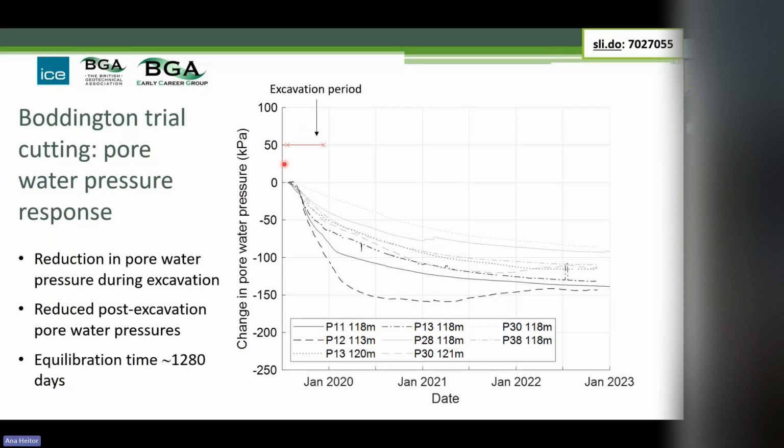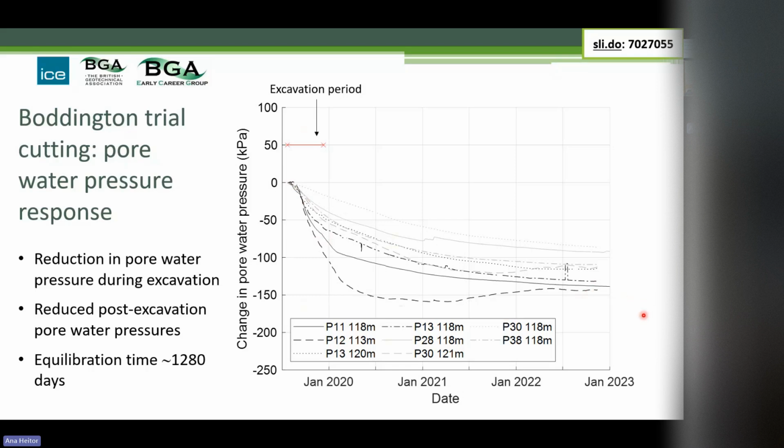So this is the change in pore water pressure as a function of time during the period of the trial cutting. And these are at various depths below the floor of the excavation. So you can see that this is the excavation period. So you can see there the response of the pore water pressures. And then excavating the cutting actually changes the equilibrium pore water pressure. But what we can see is that we have reached the new equilibrium within something like certainly 3 to 4 years. So 1,280 days was our estimated time.